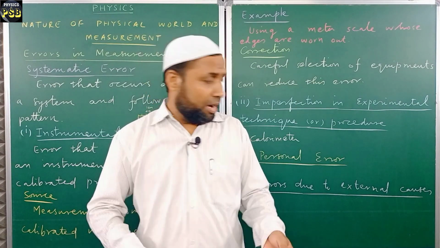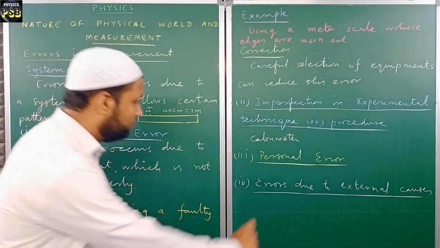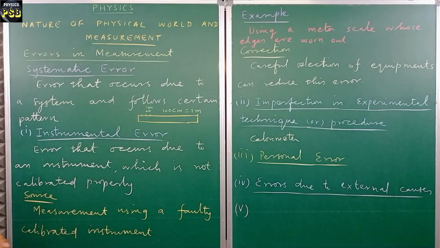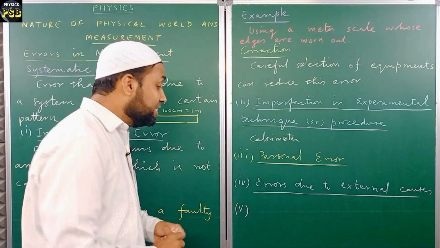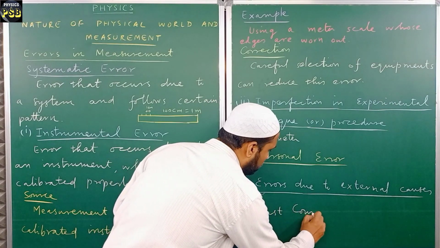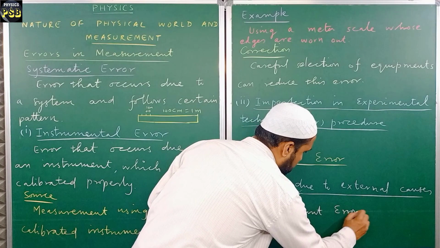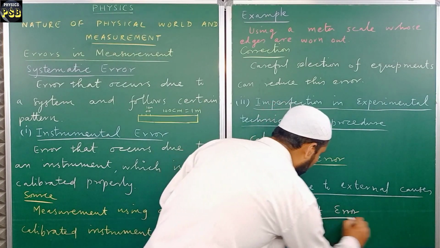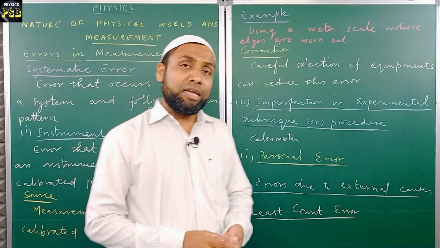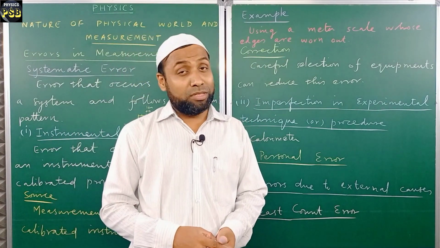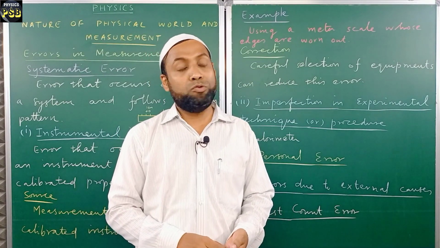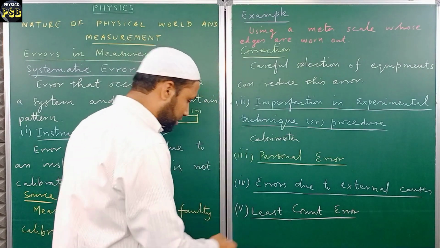And the last one, the fifth type of error, which causes a systematic error, is nothing but least count error. Least count error. Now, before going ahead, let me tell you what this least count is. Least count is nothing but the smallest value that can be measured with the help of an instrument used for the measurement. Okay, let me write this on the board.